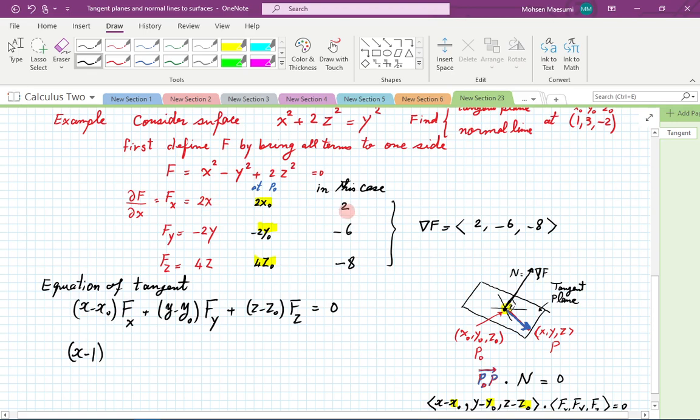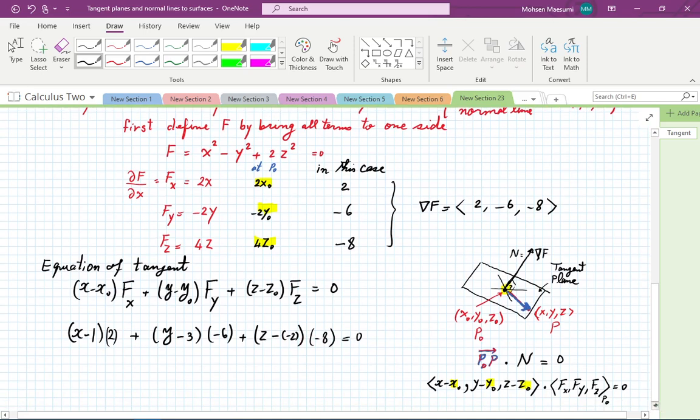Okay, so make it short. This is times 2, y minus y given point. Y given point was 3. Let me write these things in parentheses so we don't make a mistake. Times minus 6, and then z minus z0. z0 was minus 2. So if something is negative, you put it in parentheses, not to make a mistake. F sub z was minus 8. So here this parenthesis also prevents us from thinking that we are subtracting. We are not subtracting, we are multiplying with a negative. Okay, now we are there, 99% we are there.